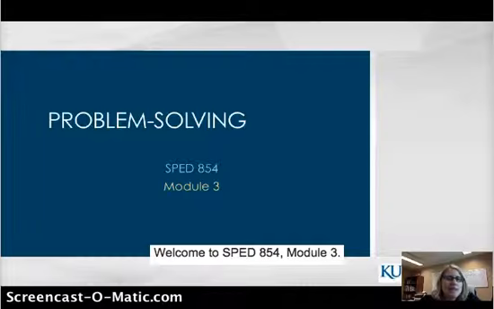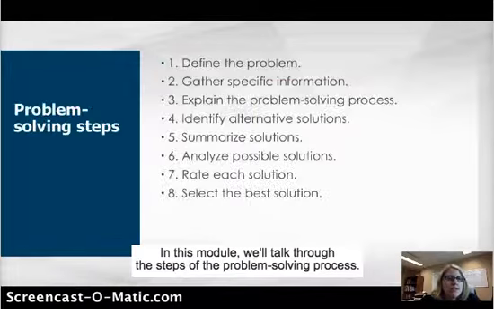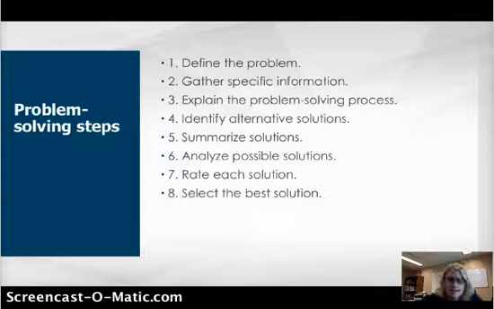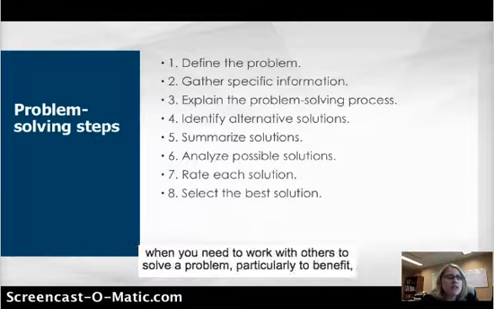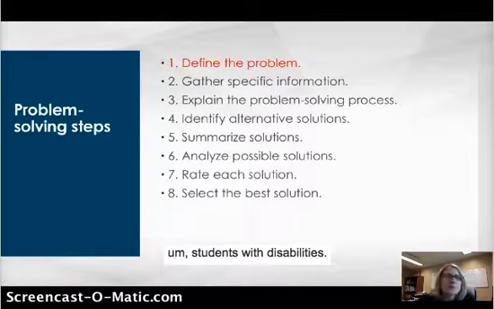Welcome to SPED 854, Module 3. In this module, we'll talk through the steps of the problem-solving process. The steps involving the problem-solving process will help you to navigate times when you need to work with others to solve a problem, particularly to benefit students with disabilities.